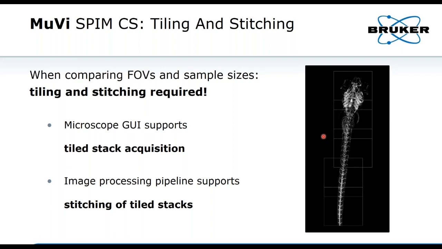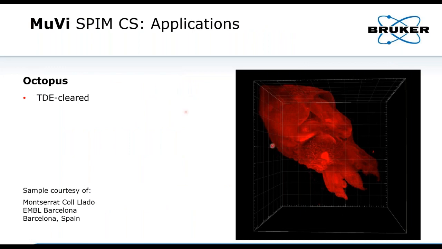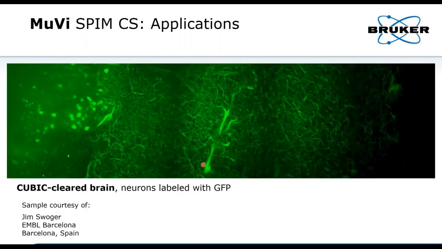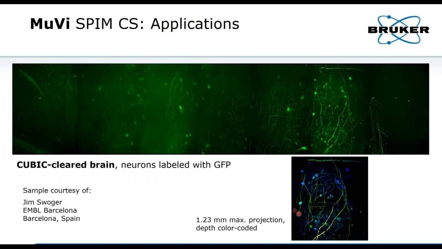Of course, the system supports tiled acquisition, and our software also provides the functionality to stitch these different tiles together. And this is an example, not the most obvious one. That's an octopus provided by Montse Collado from EMBL in Barcelona in Spain, which has been cleared with TDE, a very nice example. That is a cubic cleared brain, also provided by EMBL Barcelona, in this case Jim Swoger, where they could image really over a very large field of view and also generate nicely depth color-coded views on the object in this part of the field of view, for example.